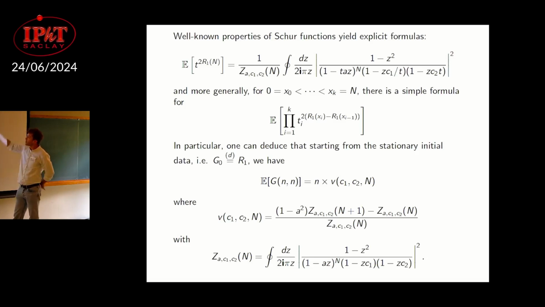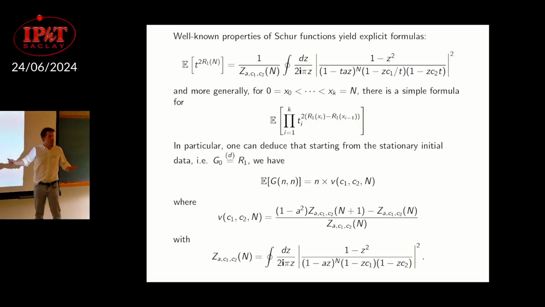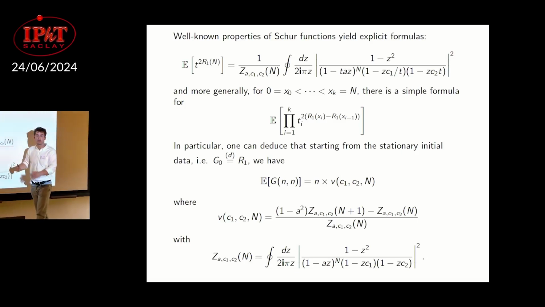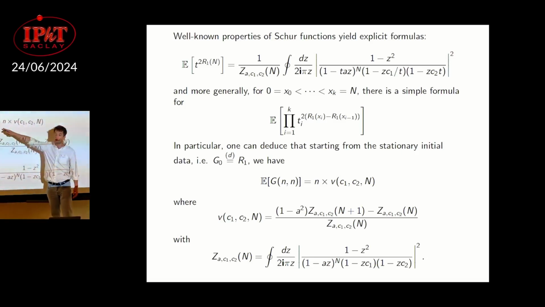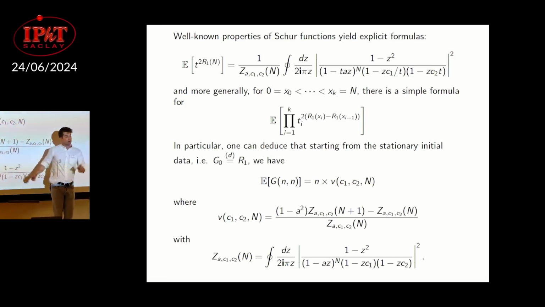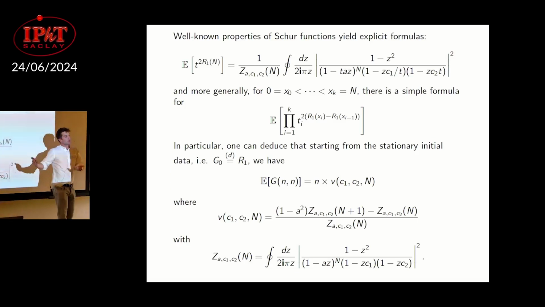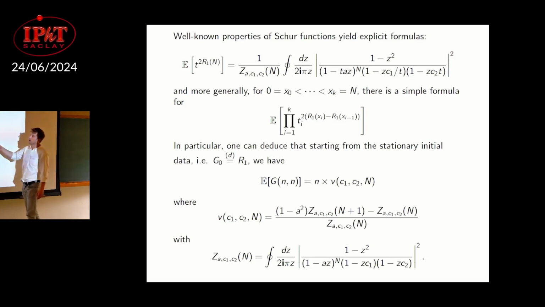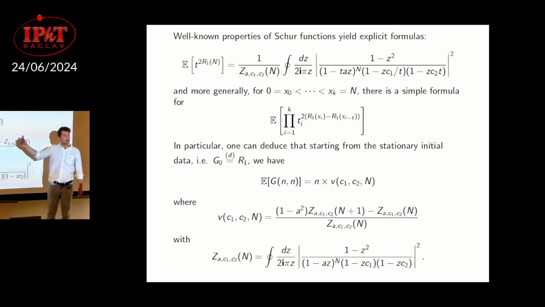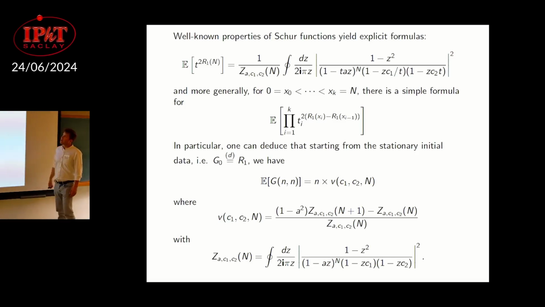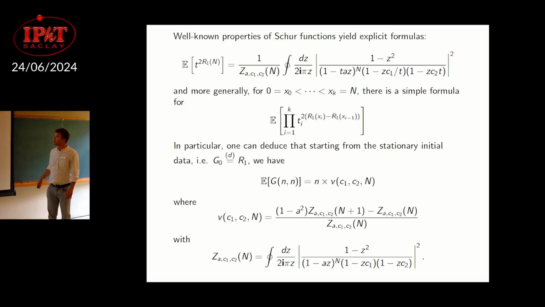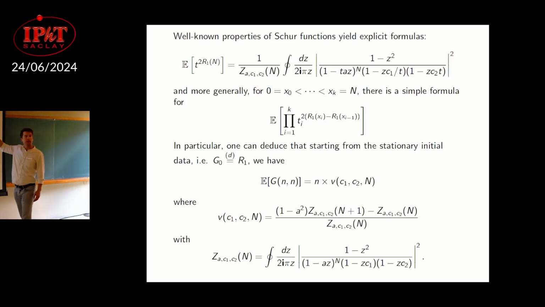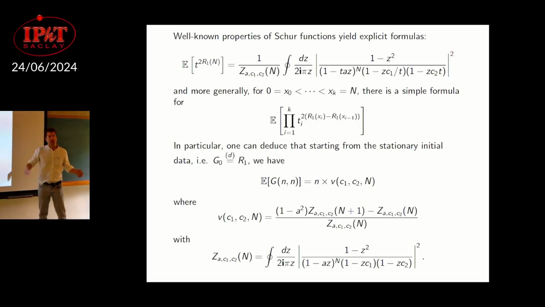And out of such computations, one can deduce things about the model itself. For instance, one can deduce that starting from the stationary distribution, the expectation of the last passage time j equals exactly n times some explicit constant, and that explicit constant one can write explicitly in terms of some partition functions at n and n plus 1, and those partition functions are very explicit. If you're familiar with the matrix product ansatz, all those formulas should ring a bell. So this part of the work is not extremely new.